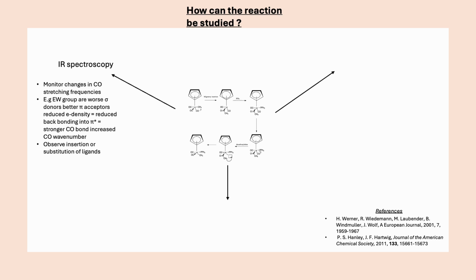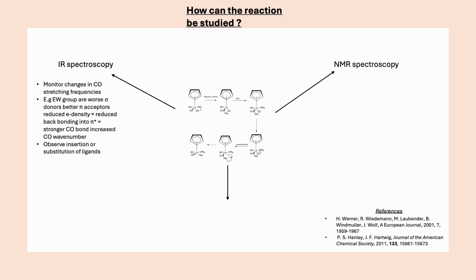Electron withdrawing groups are worse sigma donors and better pi acceptors. This leads to reduced electron density, which further leads to reduced back bonding into pi star orbitals. This results in stronger bonds and therefore increased wave number. In this case, the complex prior to migratory insertion will have greater stretching frequencies as it has an extra carbon monoxide compared to a phosphine ligand, which is more electronegative.